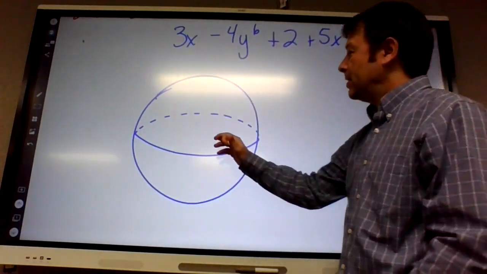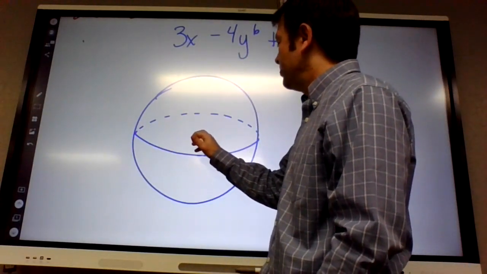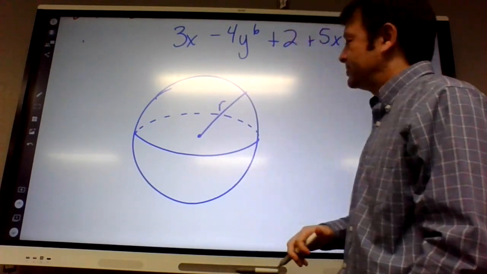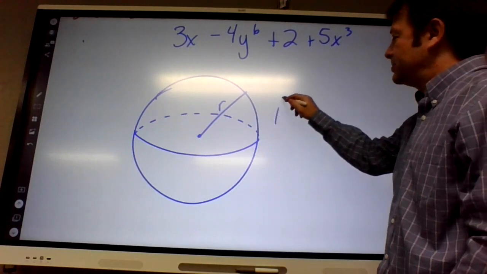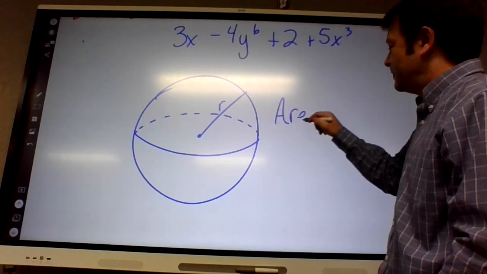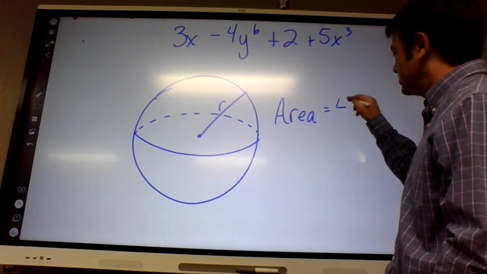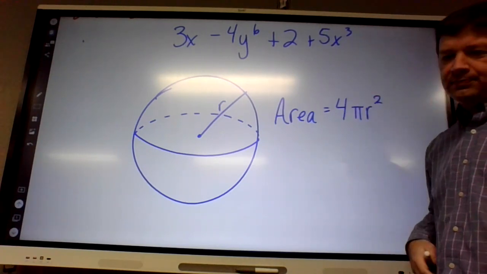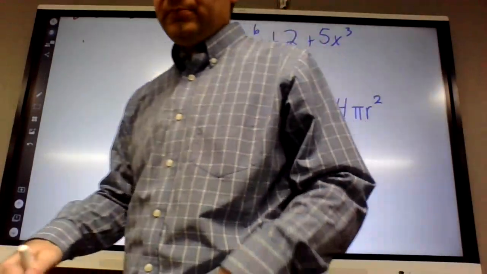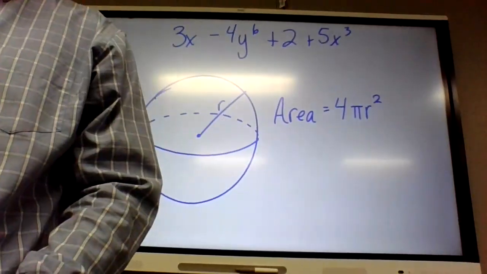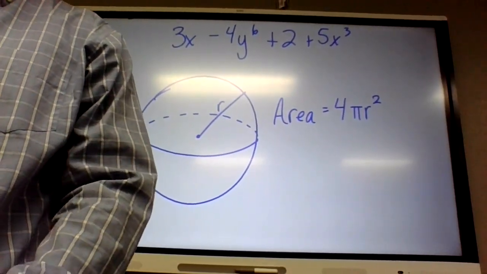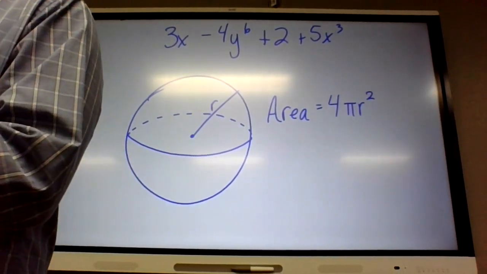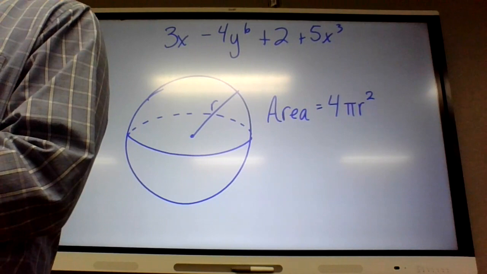Well, a sphere has a radius just like a circle does, right? It turns out that the surface area of a sphere is 4 pi r squared. Don't ask me how. I don't think the book even says. Some genius figured it out.